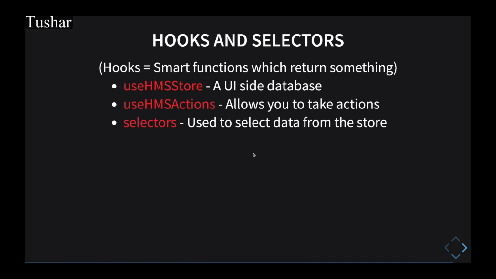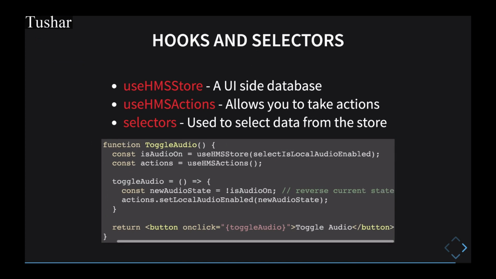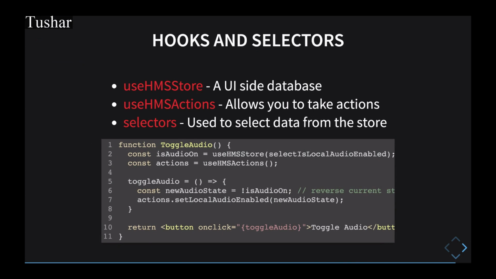And for those of you who are not familiar with hooks, you can imagine hooks as being sort of smart functions which return something. So for now, assume them as just being normal functions, and I'll explain where the smartness comes in. Okay. So let's take an example to see how these three things come together to build something functional. We'll take an example of a button which toggles your own audio, which allows you to mute or unmute yourself.